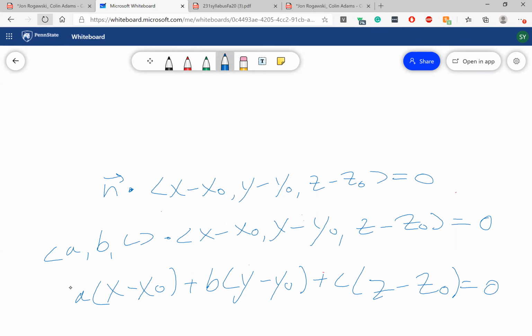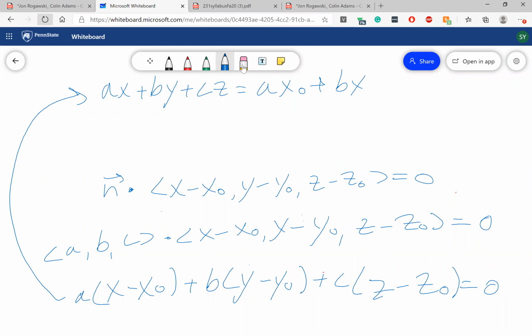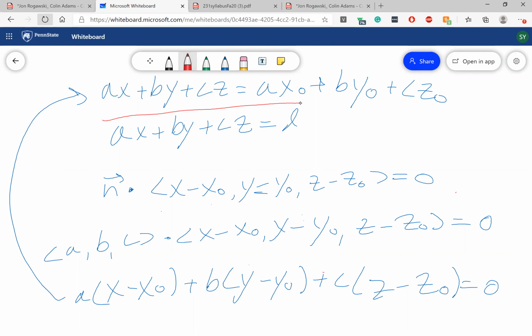So now we're going to continue here. This tells us that ax plus by plus cz is equal to ax0 plus by0 plus cz0. So in general, what we say is that ax plus by plus cz is equal to d. And this is the equation of a plane.